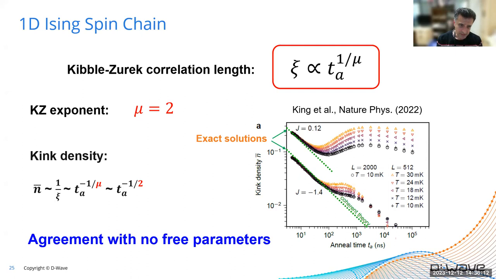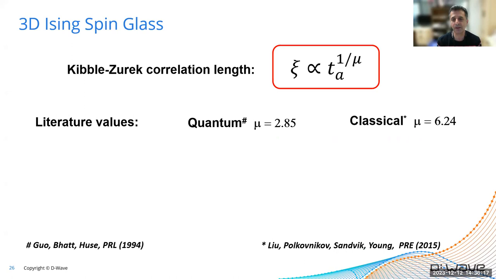Now, how about the 3D Ising spin glass, which is the topic of the paper I'm going to review for you. Again, I told you this Kibble-Zurek exponent, which is a key exponent in this relation, can be calculated using quantum Monte Carlo and also classical Monte Carlo for the classical system. We don't need to do it, although we did it in our work, because it's in the literature. People have done it before.